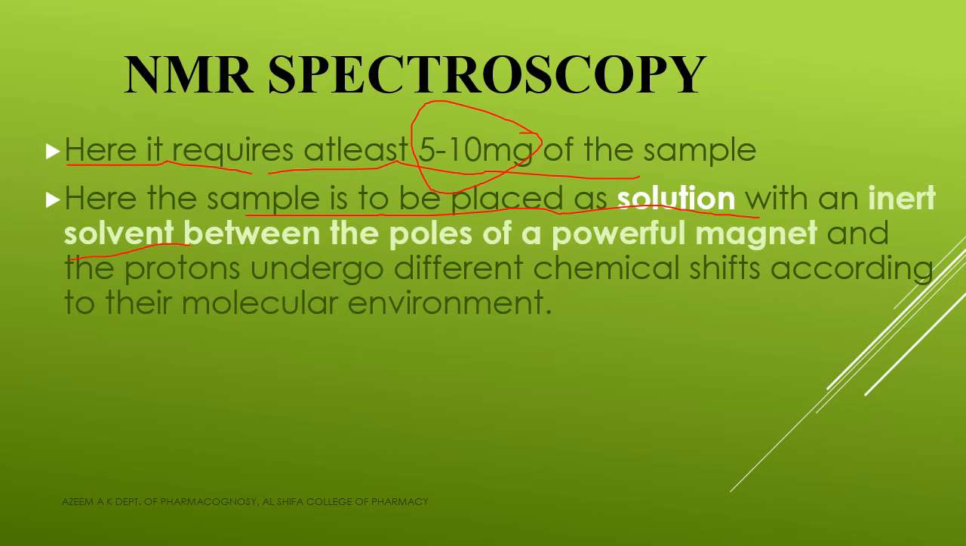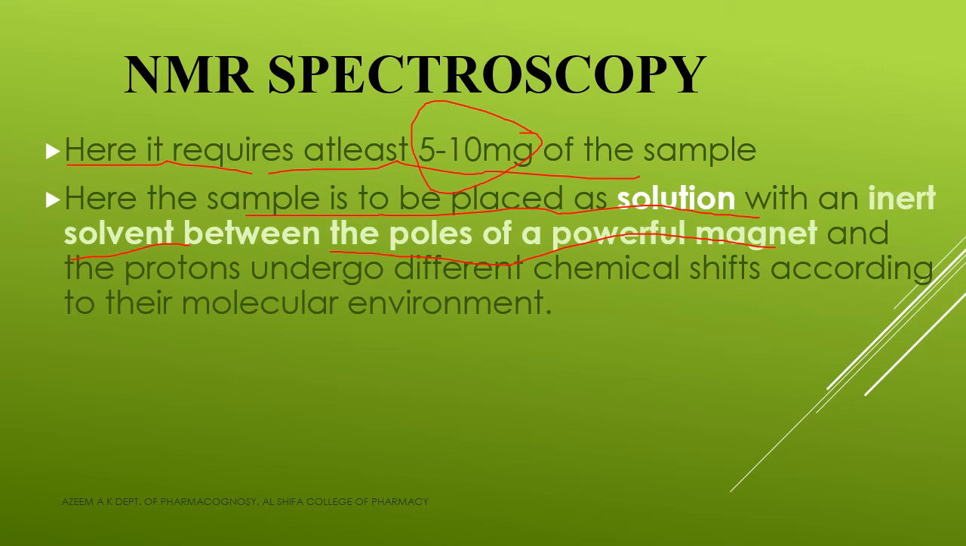So how is the solution made? It should be made in a solution form with the help of an inert solvent, and that should be placed between the poles of a powerful magnet, like a horseshoe magnet.